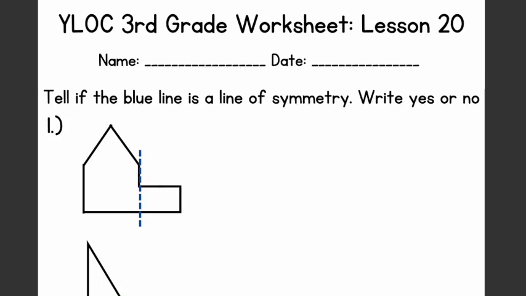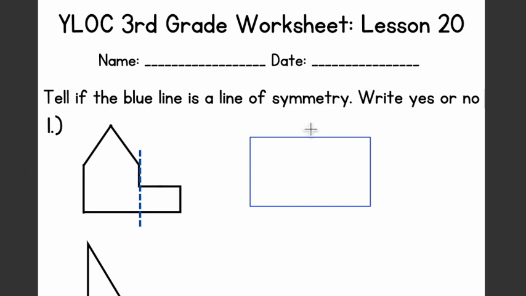Wylock 3rd grade worksheet lesson 20. Tell if the blue line is a line of symmetry. Write yes or no. So a line of symmetry is a line that divides a shape into two equal parts that look the same. So an example would be a piece of paper.